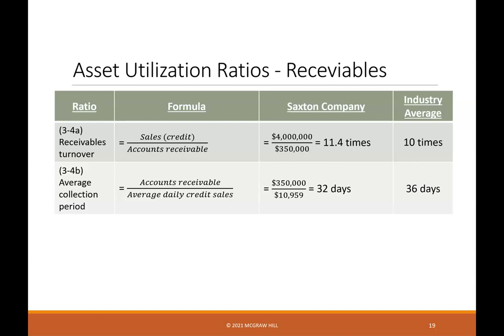The average collection period is the accounts receivable divided by the average daily credit sales. So that's $350,000 from the balance sheet and $10,959. You can just take that $4 million and divide that by 365 to get that in days. And then that gives you 32 days.